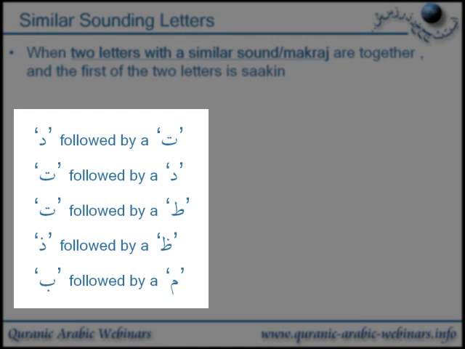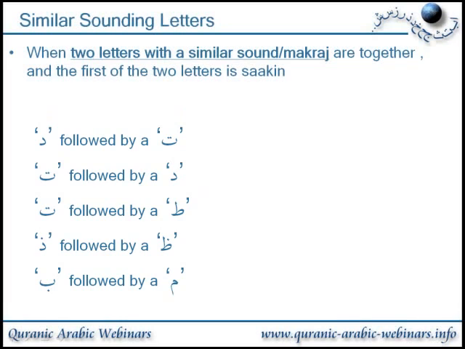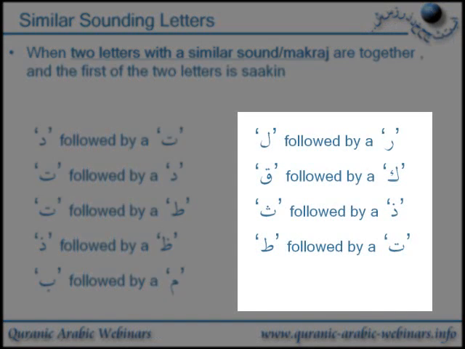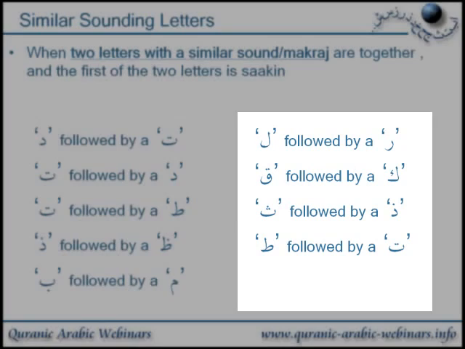So when the dal is followed by a ta, or a ta is followed by a dal, or a ta is followed by a to, or a dhal is followed by a dho, or a ba is followed by a mim. The second set is when a lam is followed by a ra, when a qaf is followed by a kaf, and when a tha is followed by a dhal, and when a tha is followed by a ta.